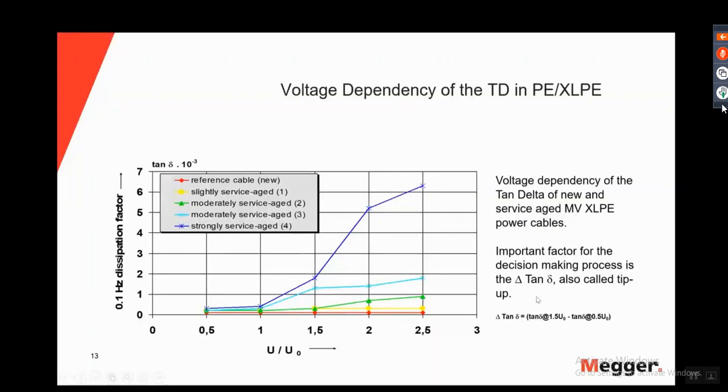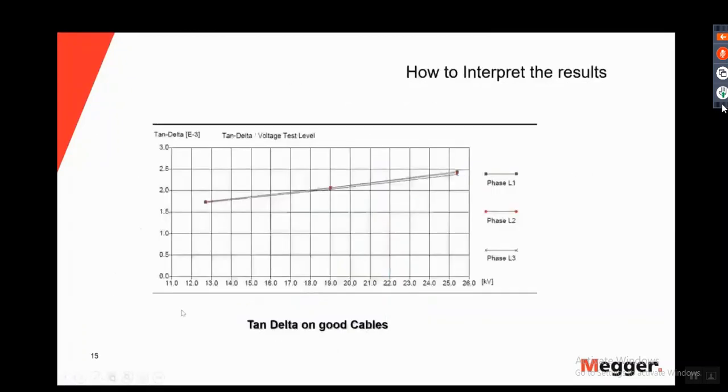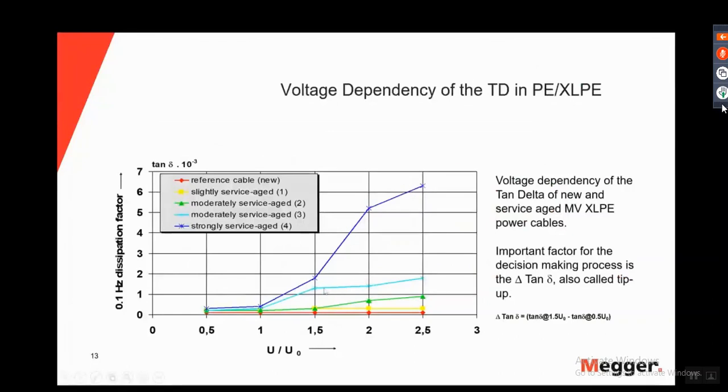An important factor for the decision-making process is the tan delta, also called tip-up. If you look here at 1.5 times of this aged cable, you can see a dramatic jump up from the new to the moderate to the slightly service aged. And this is where those values come into play.